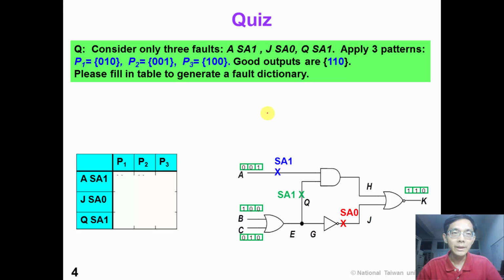To make sure you understand this definition very well, now let's have a simple quiz. Consider the following circuit and the only 3 faults: input A stuck-at 1, J stuck-at 0, and Q stuck-at 1. Let's apply 3 test patterns from P1 to P3. The good outputs are shown as 1, 1, 0. Please fill in the table to generate a fault dictionary. Now please pause the video and work on this quiz.